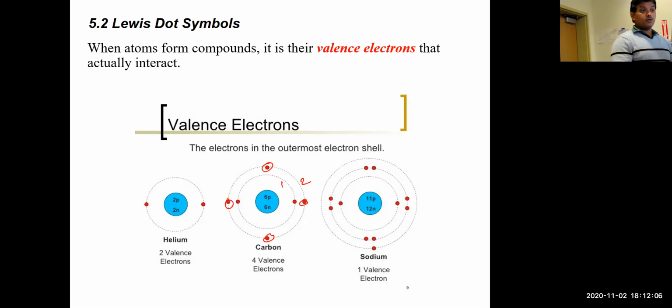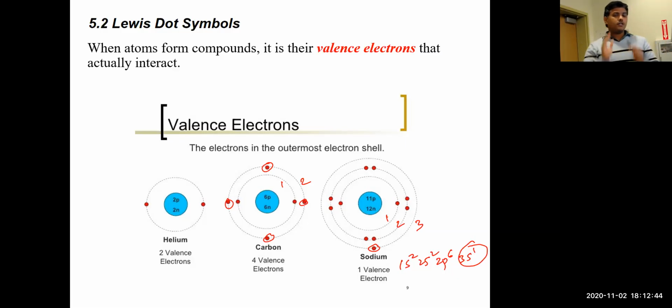Let's look at another example, sodium. Sodium has 11 protons, so if it is neutral, it should have 11 electrons. If you count the shells, this is shell 1, this is shell 2, this is shell 3. So the outermost shell is 3, and how many electrons are present in the outermost shell? Just 1. So sodium has only 1 valence electron. The electron configuration for sodium is 1s2, 2s2, 2p6, and 3s1. So these are your valence electrons. This is what you need to know before we start working on Lewis dot symbols.